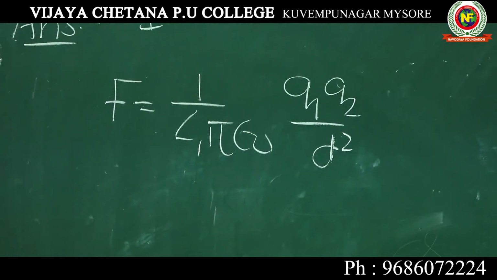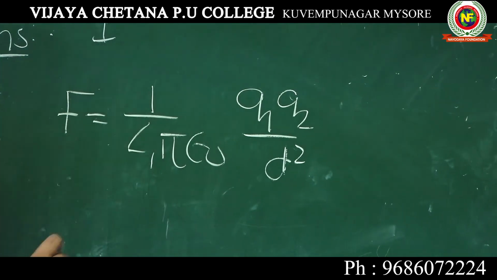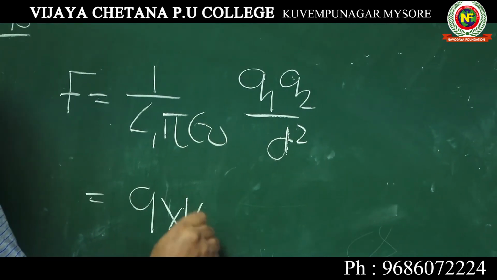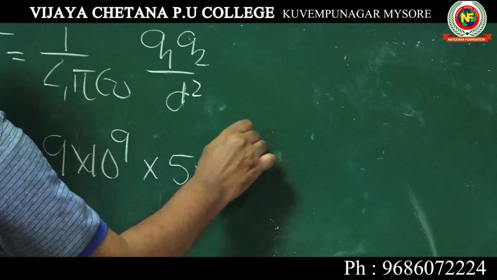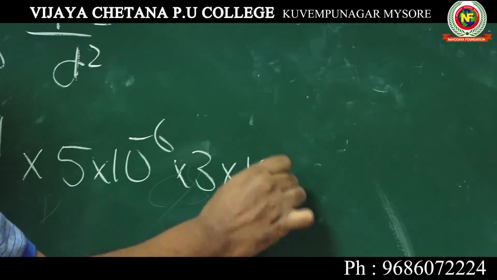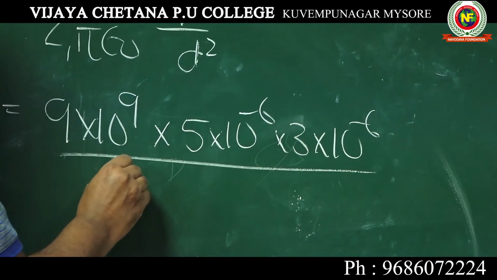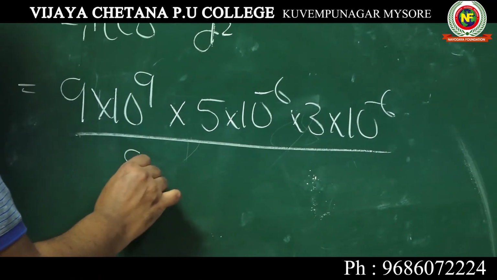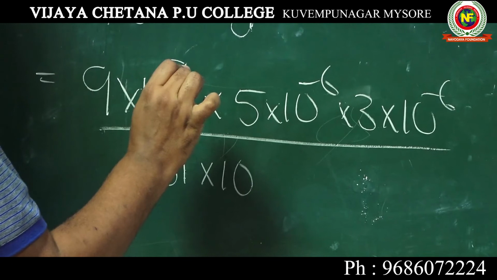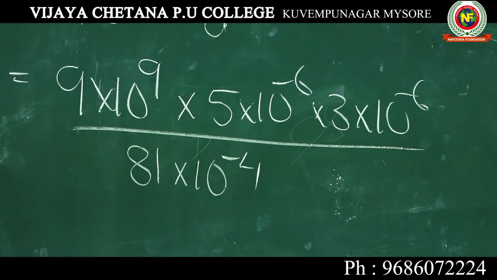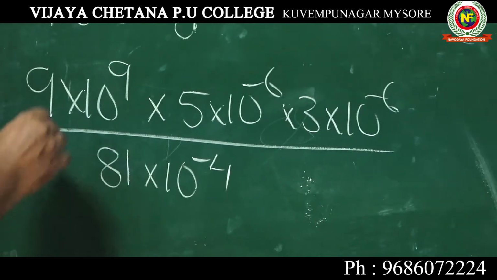Again, in this problem also, they have not specified the medium. Therefore, I can assume that it is air or vacuum. So this is 9 into 10 to the power of 9 for air or vacuum. Q1 is 5 micro. I should not consider the minus sign. 10 to the power of minus 6, divided by the distance in between, which is 9 centimeter, so 9 square, 81. Centimeter square is 10 power minus 2 square, which is 10 power minus 4. I think by now you can follow that easily.